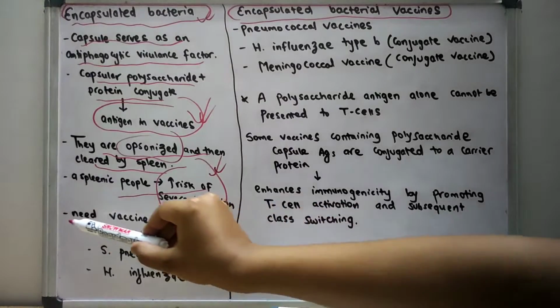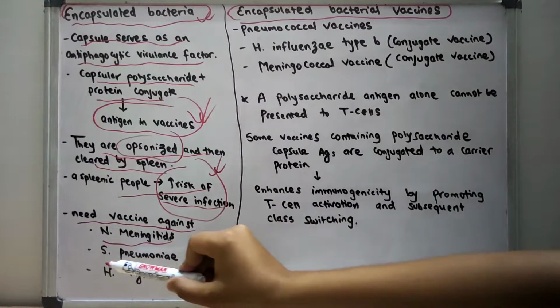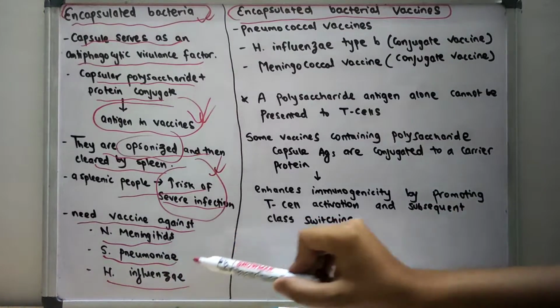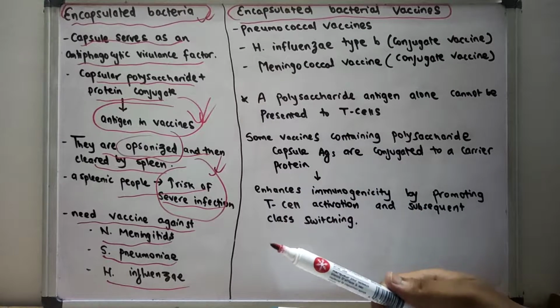So there is a need for vaccines against Neisseria meningitidis, Streptococcus pneumoniae, and Haemophilus influenzae for those people who have undergone splenectomy due to various causes.